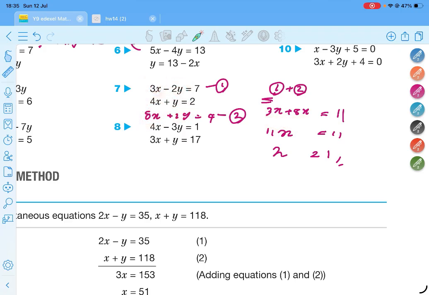Why? The reason is the difference in sign. That's why we add 1 plus 2. Otherwise it would be 1 minus 2. Yes, 1 plus 2 means these are added. These are added and the y terms become 0, neutral. These should be at 11x.